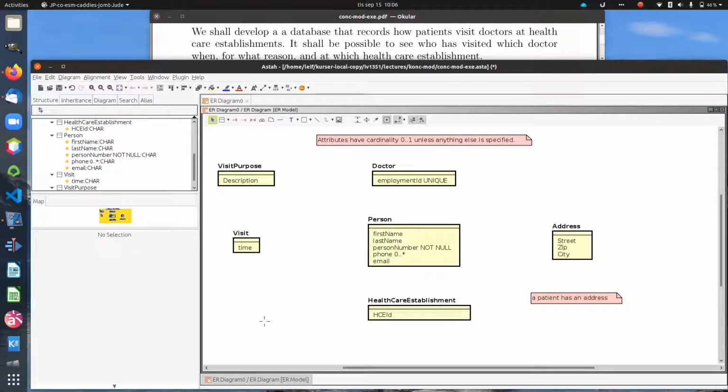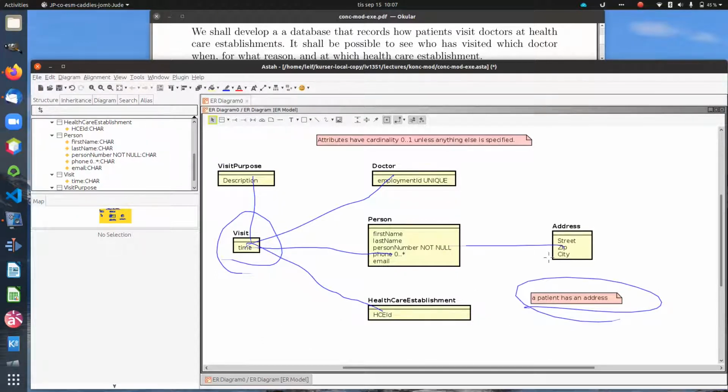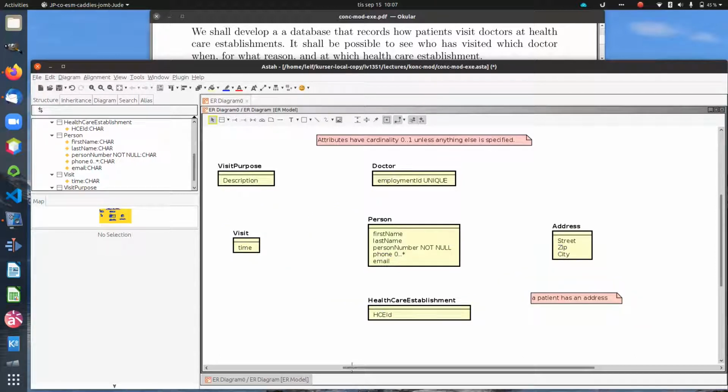So now I have reordered the entities a bit in order to make it easier to draw relations, because we already know that visit is quite a central entity that will connect its purpose and the doctor and the patient and the location where the visit was made. And we also have decided that a patient has an address, and maybe also the healthcare establishment has an address, something like this. But let's do it step by step and start with the association between visit and visit purpose.